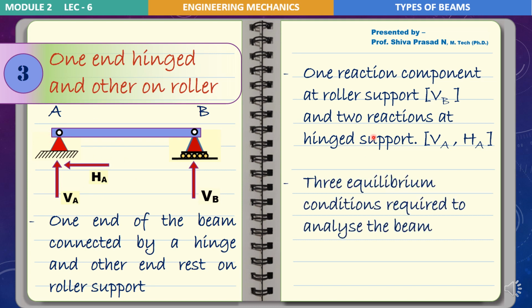Next, three equilibrium conditions are required to analyze this beam. So why? Because three unknowns. One hinged support will have two unknowns and one roller support will have another unknown. So altogether three unknowns, and so we require three equilibrium conditions to analyze this type of a beam. Next, this is statically determinate. The reason is number of equilibrium conditions equal to 3 and number of unknowns are also equal to 3 for this type of a beam.